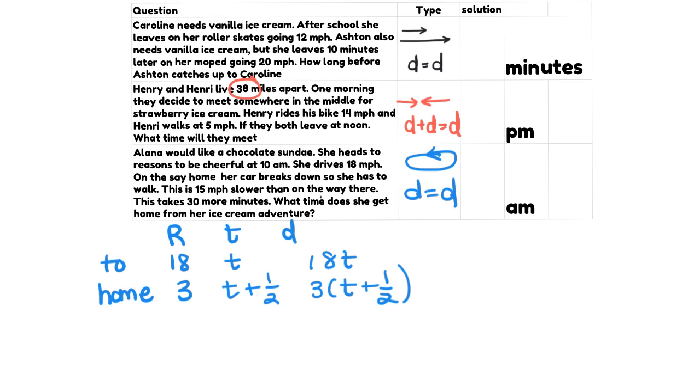Because it's a loop and you go and come back, we know that it's d equals d, or 18t equals 3 times (t plus 1/2). And yep, there's a nice shortcut that you can do right there. Good luck.